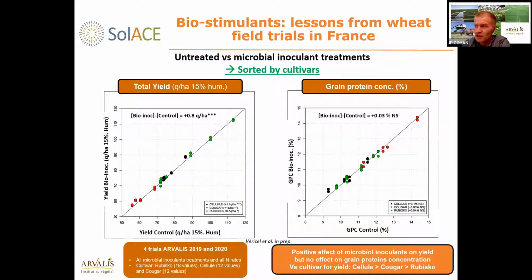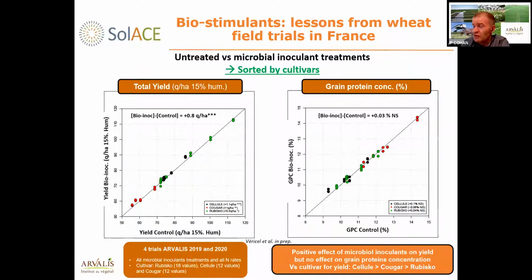In this slide, the results are sorted by cultivars. It means that the red, green, and blue colors correspond to different cultivars. The red one is Cellule, Cougar. The black one is Cellule and the green one is Rubisco.